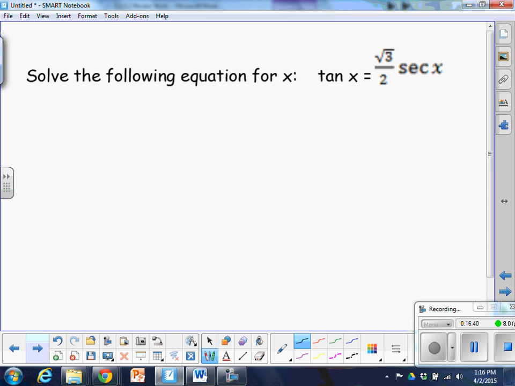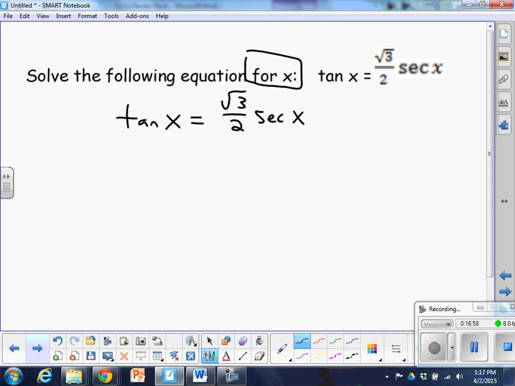Okay, and then the last one on here was an actual equation. Let me just rewrite this again. Tan of x equals root 3 over 2 times secant of x. Okay, so directions are different here. We're actually solving for x. We're not proving it's an identity. This actually is not an identity.